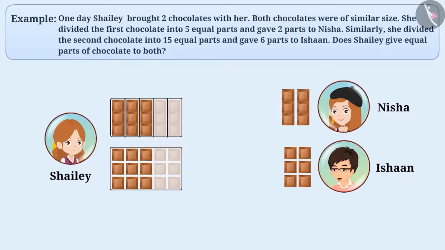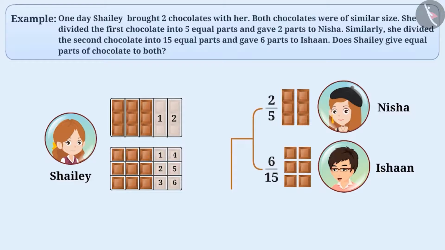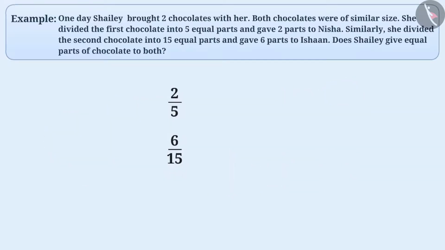Shelley divided the first chocolate into 5 equal parts and gave 2 parts to Nisha. This means she gave 2 by 5 parts of chocolate to Nisha. Then she divided the second chocolate into 15 equal parts and gave 6 parts to Ishan. This means she has given 6 by 15 parts of chocolate to Ishan. We want to find out whether Shelley gave equal parts of chocolate to both. When both of these fractions are equivalent fractions, then we can say that they have equal value. That means both received an equivalent share. So let's find whether 2 by 5 and 6 by 15 are equivalent fractions or not.